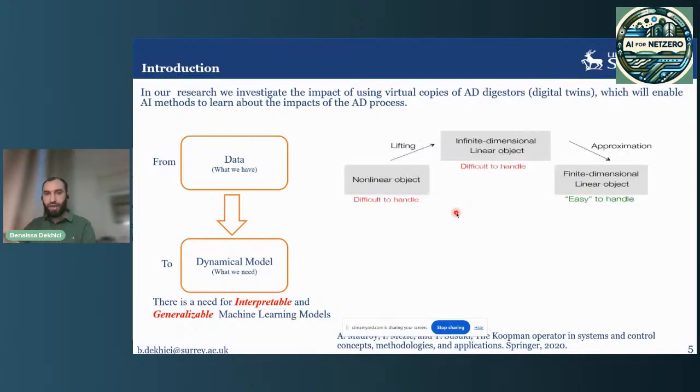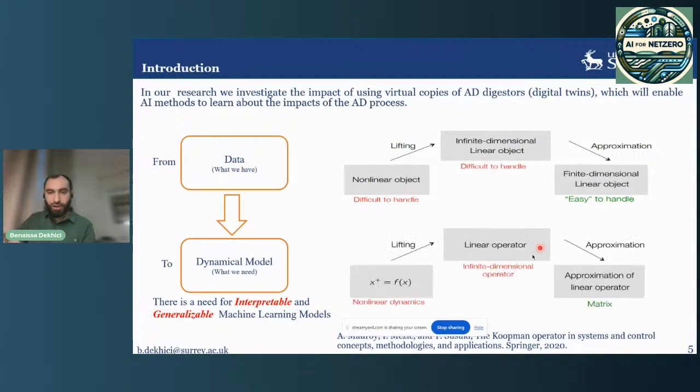The idea is really basic. I'm not going to give you a lot of details or bother you with mathematical equations and so on, but the idea is pretty simple. Let's say that we have a nonlinear object, and this object is difficult to handle. We lift it to an infinite dimensional linear object, so we are still working with a linear object, but it's difficult. If we use some approximation, truncating and taking what we really need, we can end up with a finite dimensional linear object, which is going to be easy to work with or to handle.